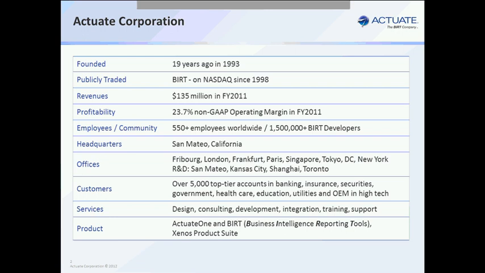Basically, to start the program, I just want to go over a little bit about Actuate Corporation. We were founded in 1993. We're traded on the NASDAQ. Xenos Group itself has been around for about 30 years, and I hope you're all familiar with us. We were acquired back in 2010 by Actuate Corporation, really to help provide documents to their business intelligence and reporting toolkit.